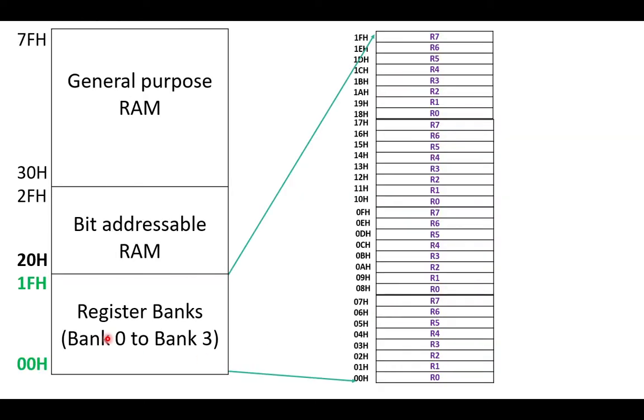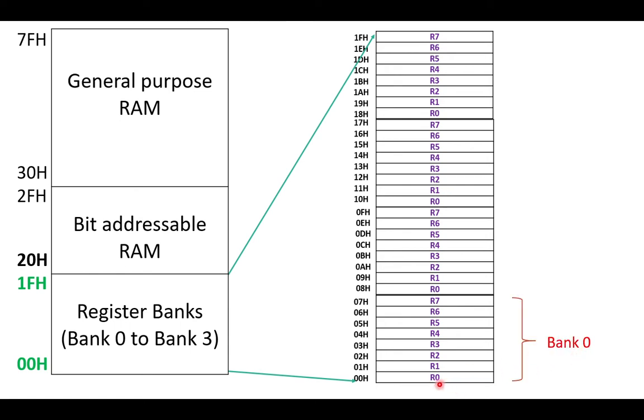This shows a broader picture of register banks. On the left hand side, you will find that 00H to 1FH. These 32 locations, they are occupied by 4 different register banks. They are bank 0, bank 1, bank 2 and bank 3. And on the right hand side, you will see that all those registers, they are shown.